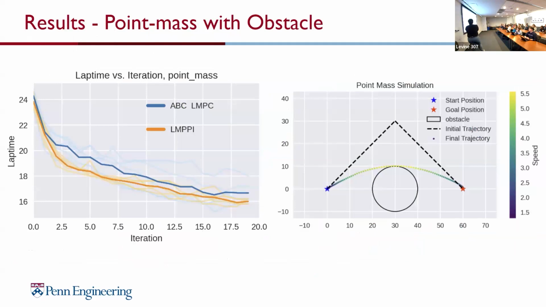And the result that we get is that we outperform on a simple point mass problem, where the goal is to get from the 0 location to the target at 6, 0, while avoiding some obstacle in the middle. So we have some non-convex constraint. And we can see that our approach outperforms ABC-LMPC, which is the state-of-the-art approach for sampling-based LMPC, solving the LMPC problem. So we get a lower lap time, while at the same time still satisfying the constraints. And our approach has less variance in the iterations that it does.